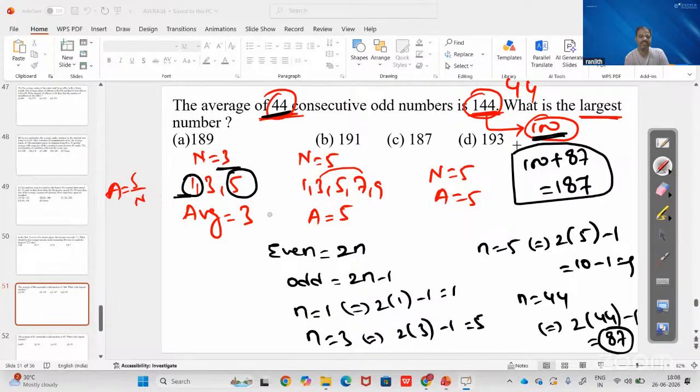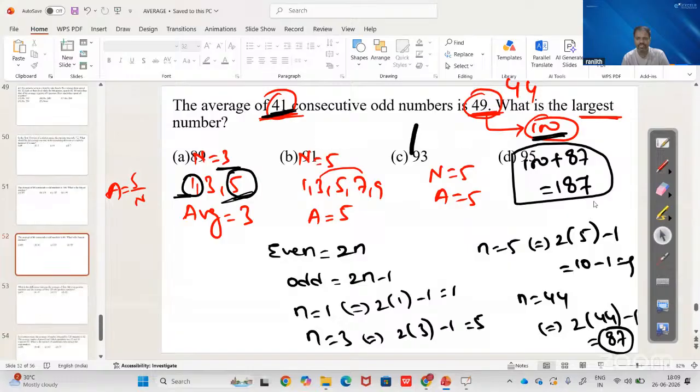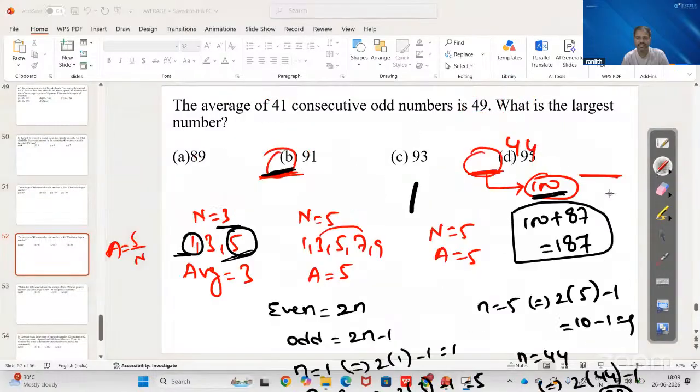Because it is an explanation, we took this much time, but in the exam hall it is not needed. 44, 44, 100 extra. 2 times 3 equal to 6, 6 minus 1 equal to 5. Here 44, so 2 into 44 equal to 88 minus 1 equal to 87. 87 plus 100 equal to 187. This is the answer. Next. Same model. So what is the answer here?